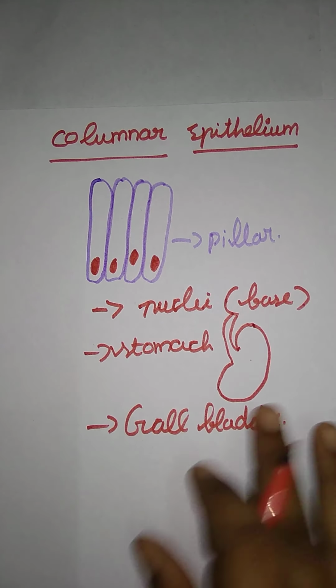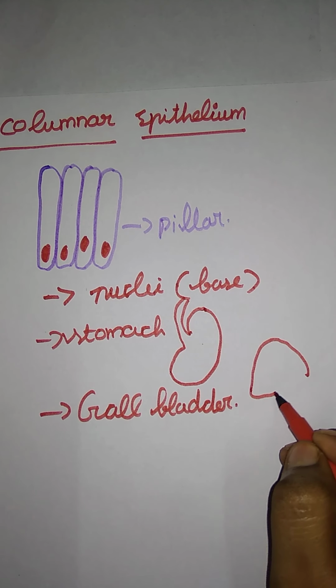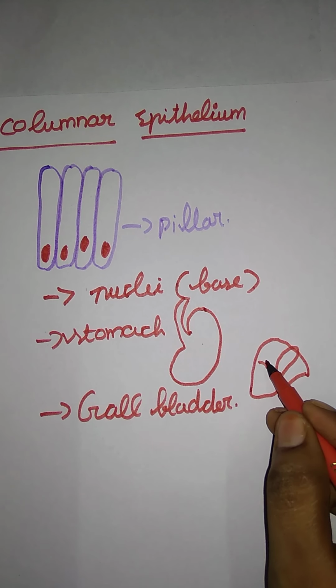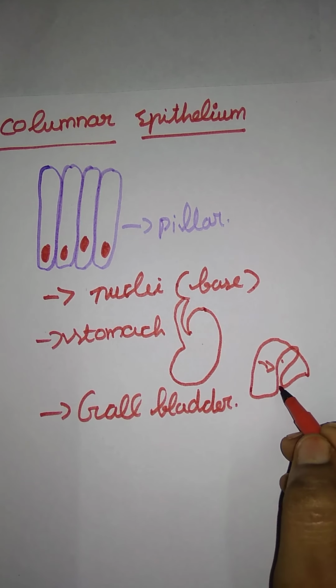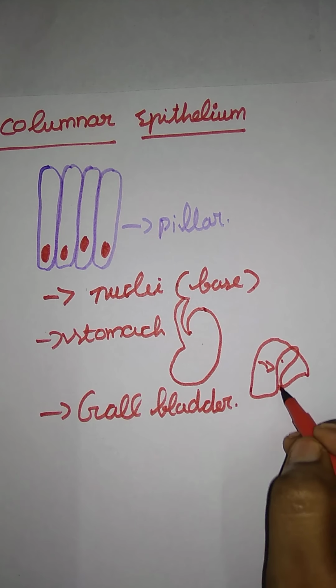Here, what is in a gallbladder? They are present in one of the parts of the liver. What is the major function? Livers secrete the bile, and the gallbladder is temporarily storing the bile. Bile is called pitham in Tamil.